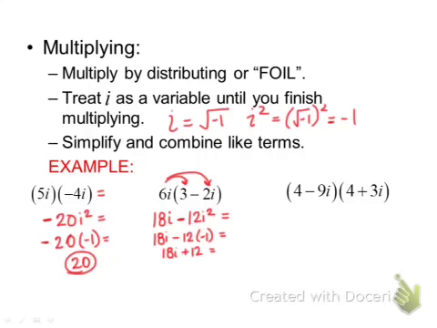Now, a typical complex number is written with the real number first, so I'll put my 12 first, and then I'll put my imaginary number second, just to get it into its normal format there. 12 plus 18i.